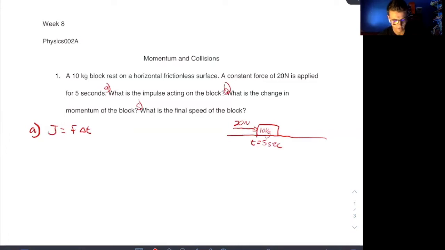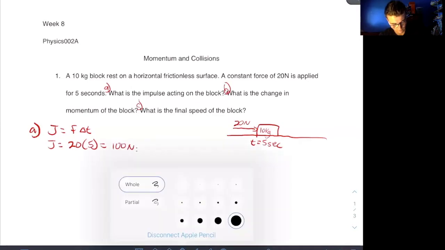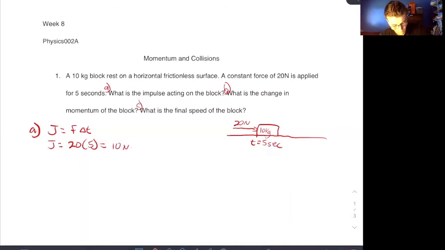Cool. So we can calculate the impulse pretty easily. The impulse is 20 times 5 seconds, and that'll give us 100 newton seconds. So that's our impulse.